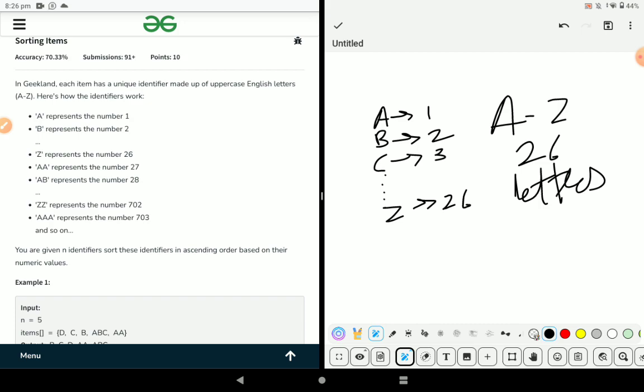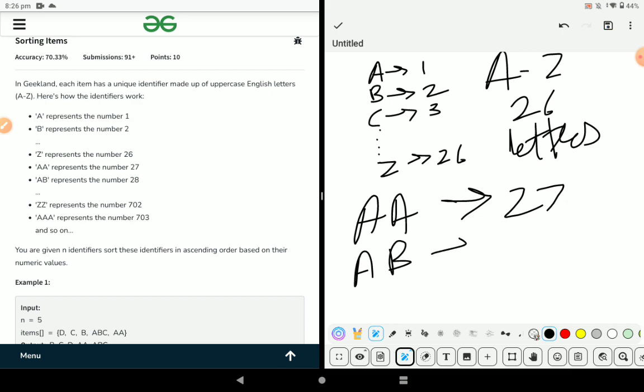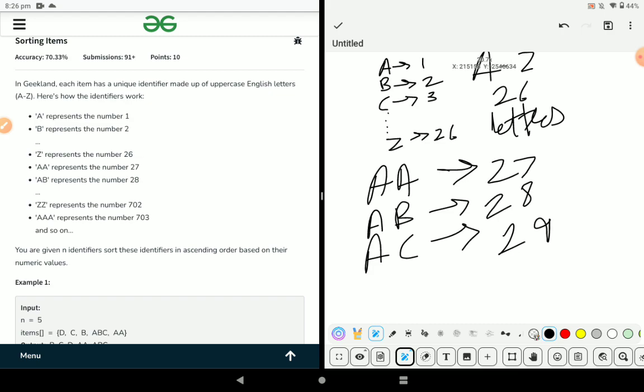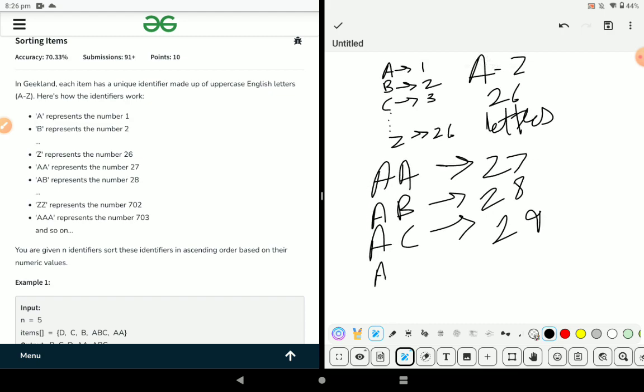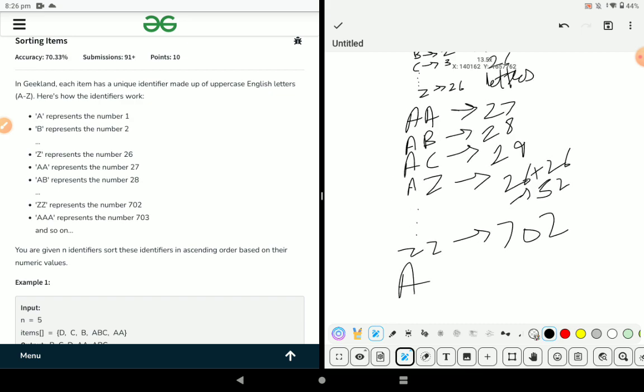Just a simple logic we are going to use. After adding a single A on the right side, it will become 27, then AB will give 28, then AC will become 29, then for AZ it will become 26 plus 26, which is 52. Similarly, till ZZ it will become 702, such a large number, and it goes on increasing up to n letters.